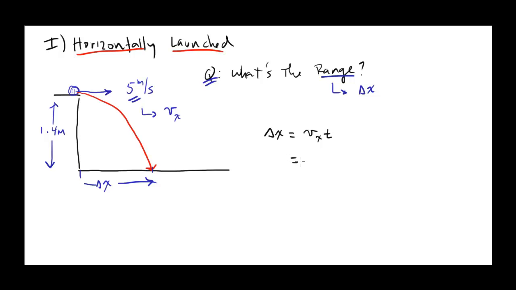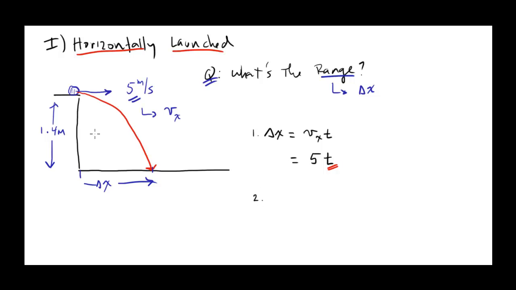So when I want to calculate delta x, I use my delta x equation, v sub x times t. And this is very simple because I know v sub x. I don't have to do any work to find it. This is 5 times t. So to figure out delta x now, if I can determine the t value here, then I'm home free.